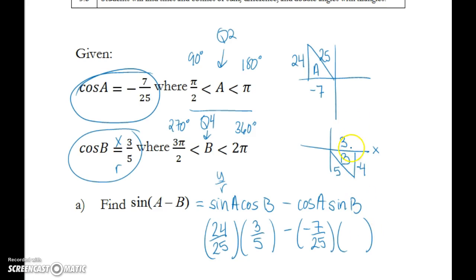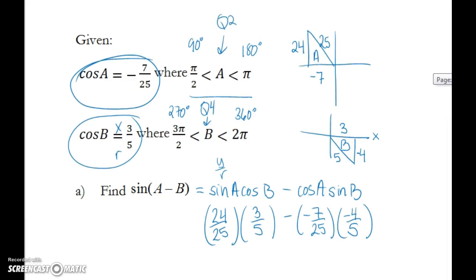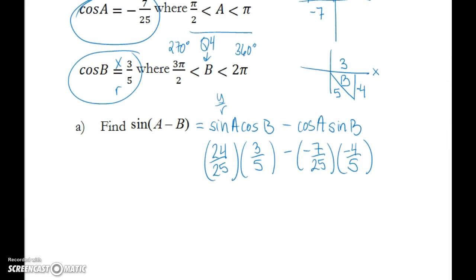Looking at our diagram now, we can identify the sine of B. Sine, again, is defined as y over r. Y is negative 4, r is 5. So now we have values for all 4 of our expressions here. Now we can just go ahead and multiply.